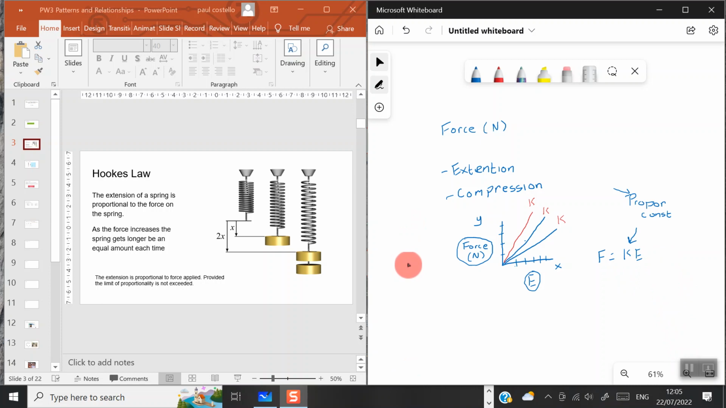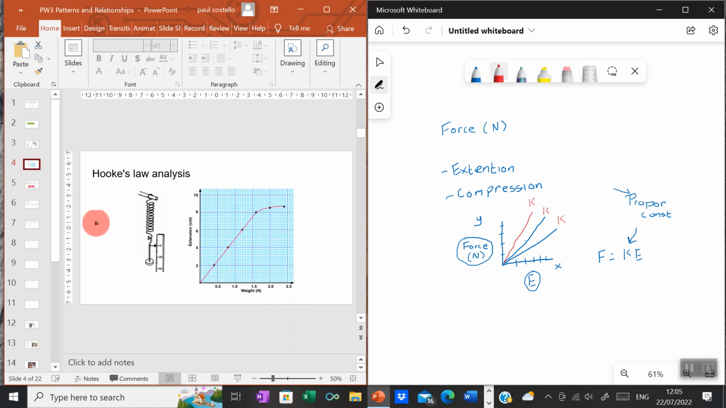So this is what's known as Hooke's law, and this is an experiment that we will do in the lab, and we'll have a look at this and you'll see how it works, and we'll also construct graphs like this as well. This is a pattern that you can observe, and you can look at the relationship between the force being applied and the extension on the spring.